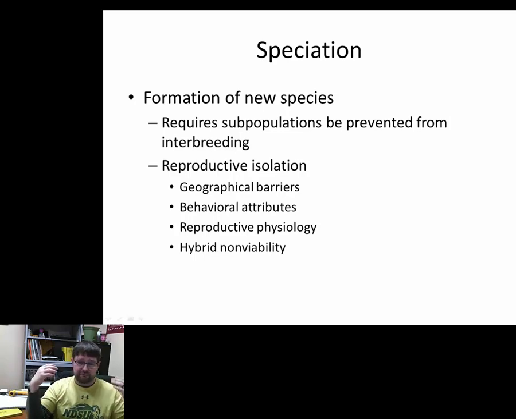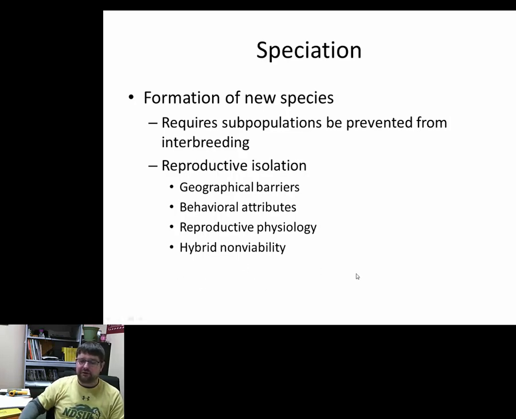Those could just be a different protein shape, and it doesn't fit with the egg. And there's lots of other reproductive physiologies that can go on that can alter subpopulations and not allow them to mate with each other.